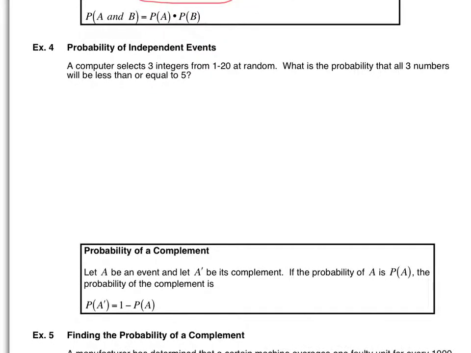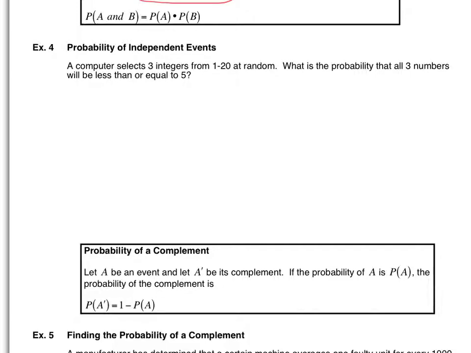A computer selects 3 integers from 1 through 20 at random. What is the probability that all 3 numbers will be less than or equal to 5? So this is unlike the lottery one, where when we pick out a number, it's set aside. Can't use it again, right? Whereas this one, I could go 111, 222, 333, couldn't I? They don't say anything about repeating here. So the assumption is that every time I pick a number, it's from the same group of numbers 1 through 20. They don't mention anything about not being able to repeat.